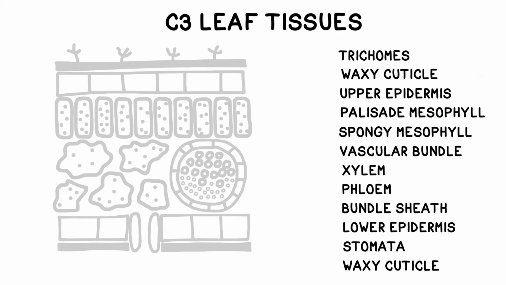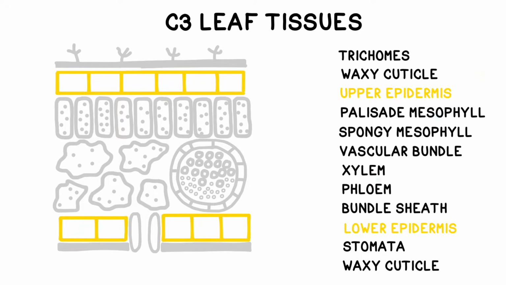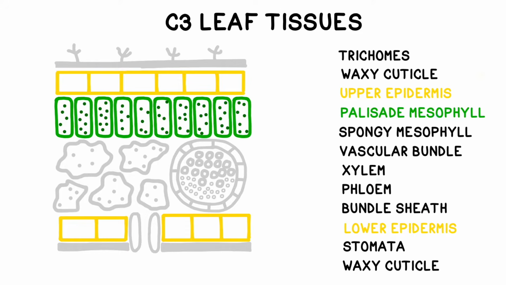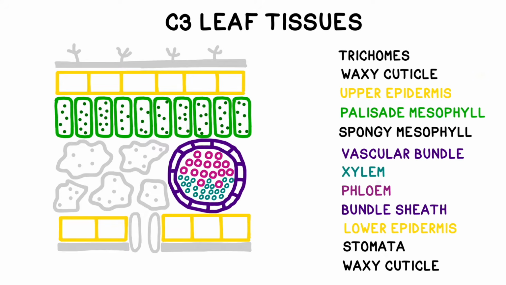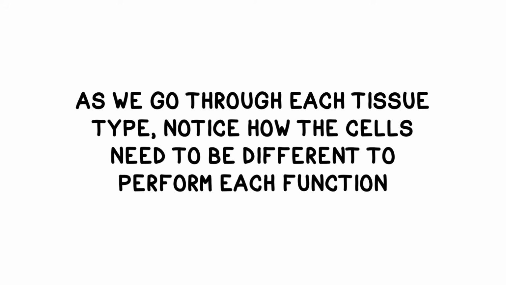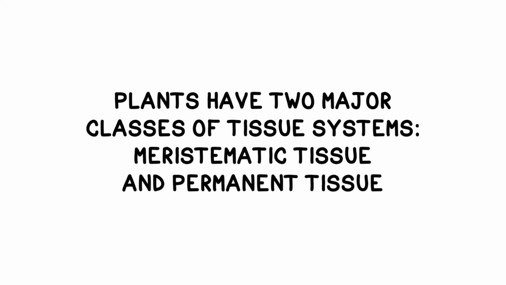Even within a single leaf, there are many kinds of tissues that are specialized to perform different tasks. Epidermal tissues to minimize water loss, palisade mesophyll cells to photosynthesize, vascular tissues to transport materials, etc. As we go through each tissue type, notice how the cell types need to be different in order to perform each function. Plants have two major classes of tissue systems, meristematic and permanent tissue.